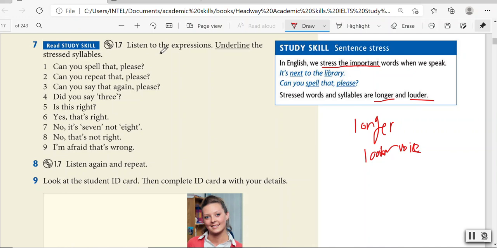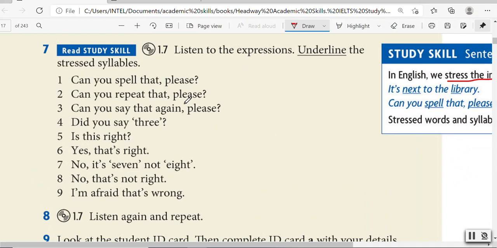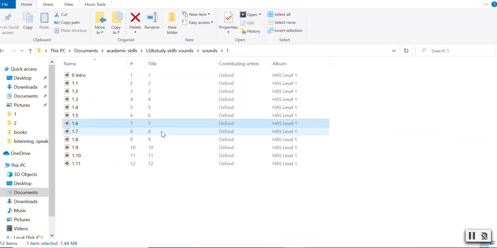Listen to the expressions. Underline the stressed syllables. In here we have 9 sentences, and we must decide by listening to the audio which word is stressed. Okay, I'll play an audio for you. Listen carefully and underline the stressed word, the word that is stressed. I'll play the audio for you.